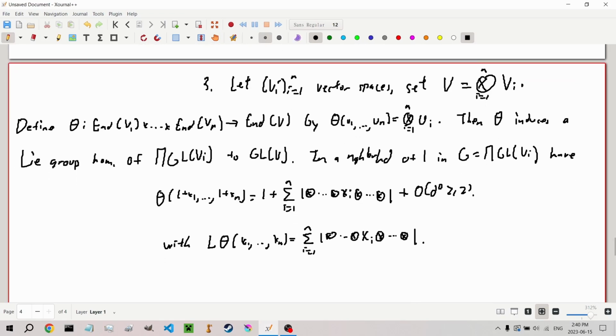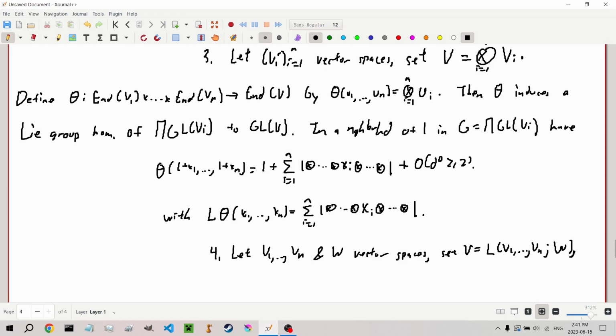Example 4. Let V1 through Vn and W be vector spaces and set V to be the linear maps from V1 through Vn onto W. And we're going to set G to be the product of all of the general linear Lie groups of all of our Vi with the general linear Lie group of our W.